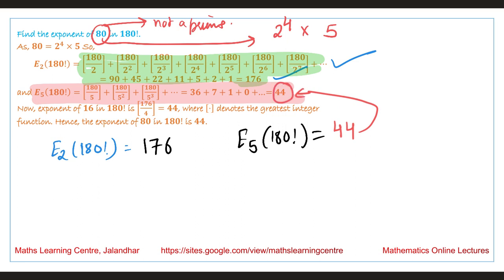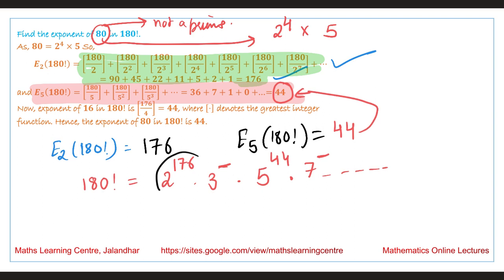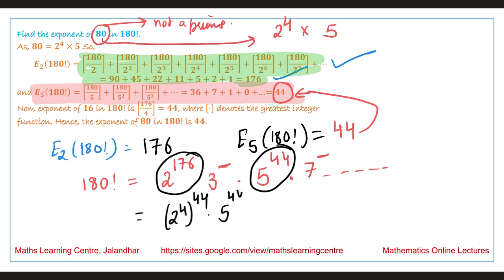So what we obtain from this is that when we write the prime factorization of 180 factorial, we have the terms in the form 2 raised to the power 176, then 3 raised to some power, and continuing in this way we will have 5 raised to the power 44. Then next we will have 7 raised to some power and so on.